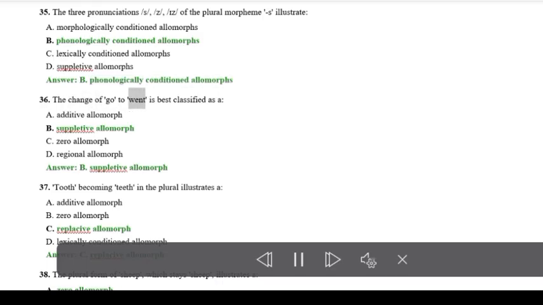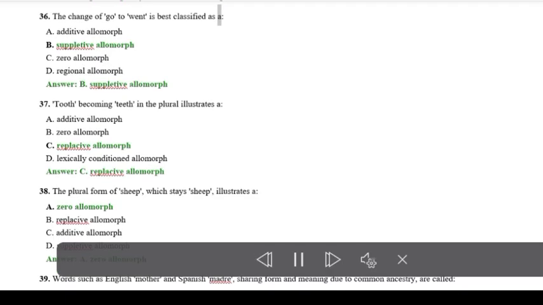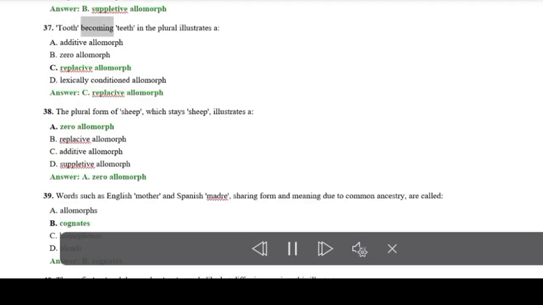36. The change of go to went is best classified as A. Additive allomorph. B. Suppletive allomorph. C. Zero allomorph. D. Regional allomorph. Answer: B. Suppletive allomorph. 37. Tooth becoming teeth in the plural illustrates A. Additive allomorph. B. Zero allomorph. C. Replacive allomorph. D. Lexically conditioned allomorph. Answer: C. Replacive allomorph.